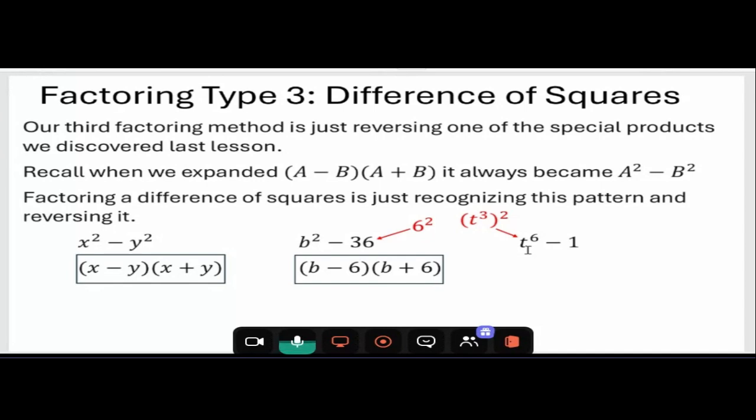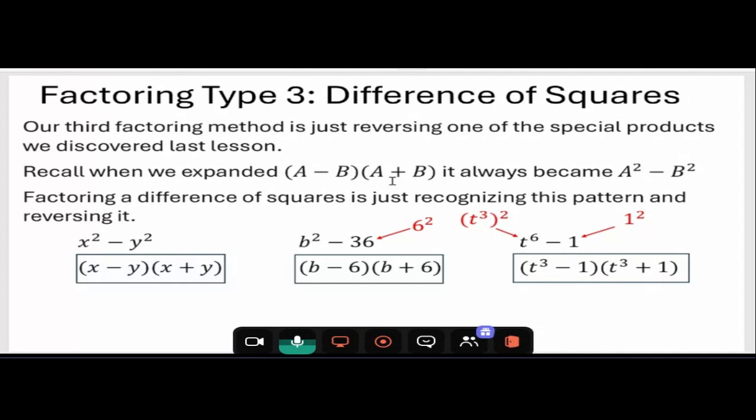How about 1? Is 1 a perfect square? Sure it is, because 1 times 1 is 1 squared. So this actually fits the pattern. As soon as you recognize that it fits the a squared minus b squared pattern, you can factor it as a minus b times a plus b. So t cubed minus 1, t cubed plus 1.